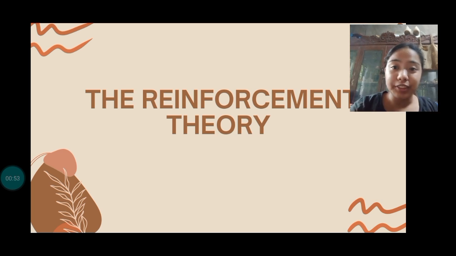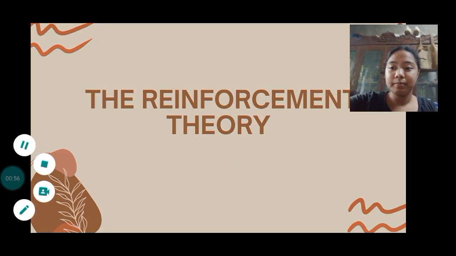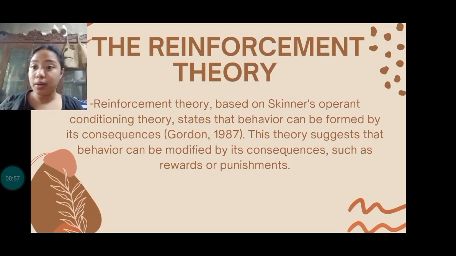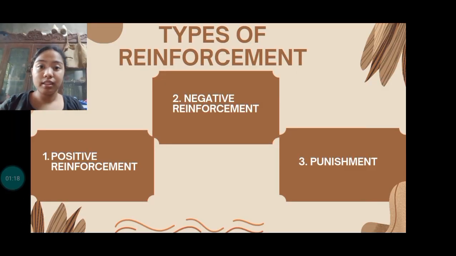Now, let me tackle the reinforcement theory. The reinforcement theory is based on Skinner's operant conditioning theory. It states that behaviors can be formed by their consequences (Gordon, 1987). This theory suggests that behavior can be modified by its consequences, such as rewards or punishments. These are the types of reinforcement: positive reinforcement, negative reinforcement, and punishment.